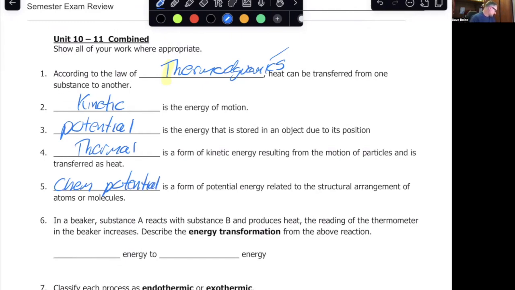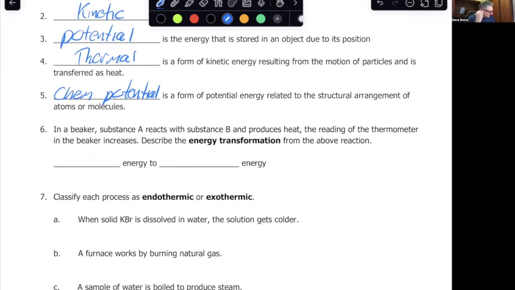Okay. So in a beaker, substance A reacts with substance B to produce heat. The reading in the thermometer in the beaker increases. Describe the energy transformation from the above. And so pretty much with all transfer of energy, you're always going from a higher energy to a lower energy. And so in this case, the reading on the thermometer in the beaker increases. So what that means is that the water is increasing in temperature, and therefore the reaction is releasing energy into the water. And so therefore this would be exothermic.